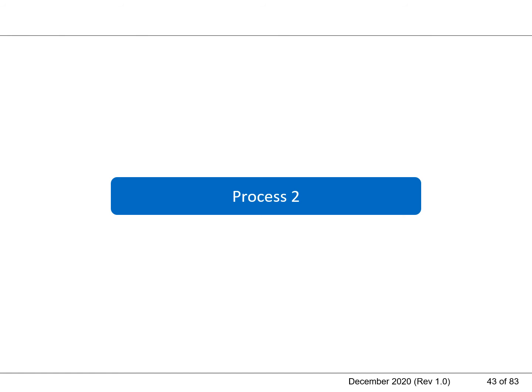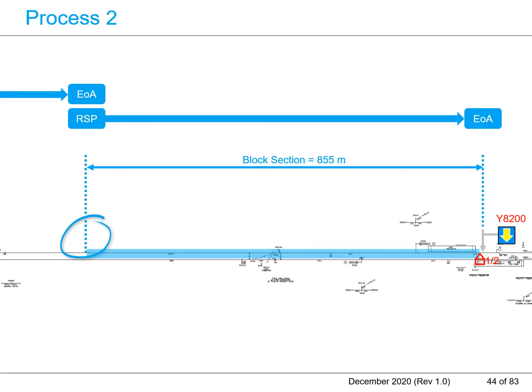The Y8200 RSP and the EOA were established in Process 1. Process 2 is to establish the preceding RSP of Y8200. The RSP that precedes the Y8200 RSP, indicated with the blue circle in this diagram, is determined by the minimum block section length of 855 meters, established in the block section length section of this learning module.